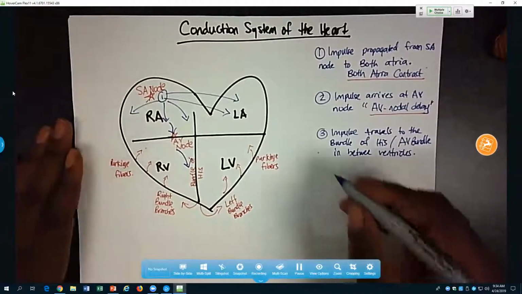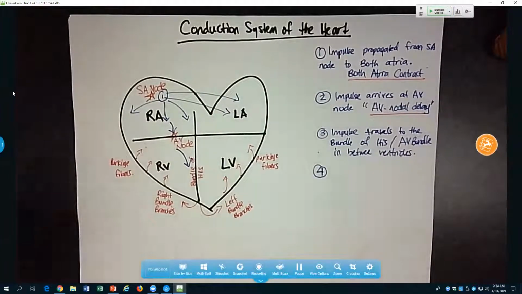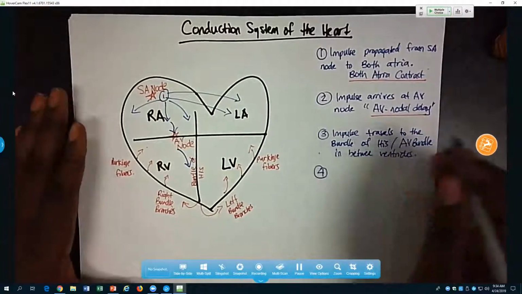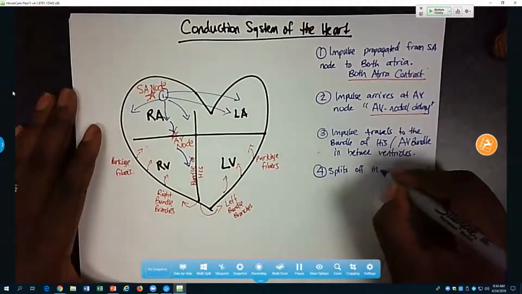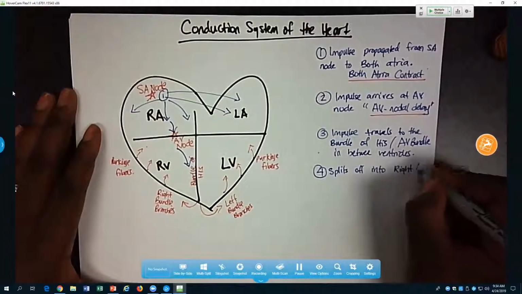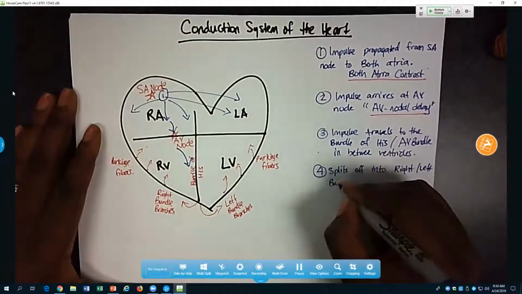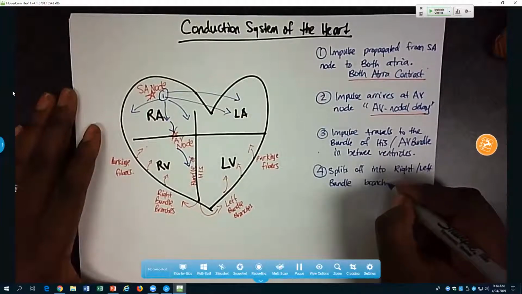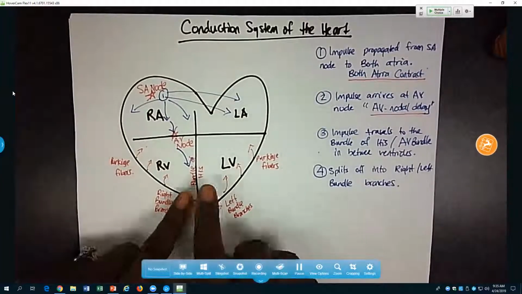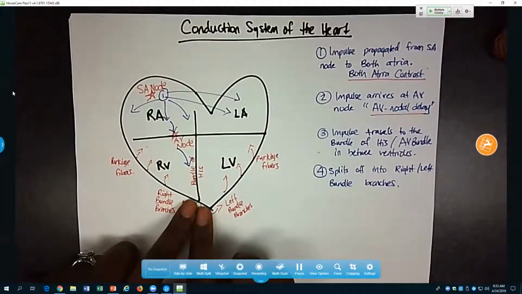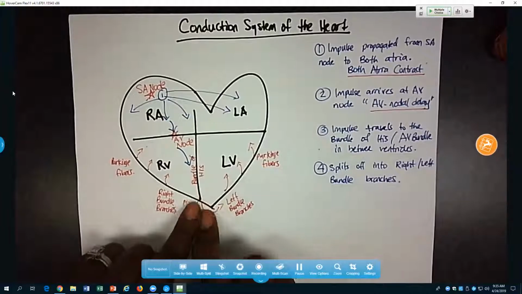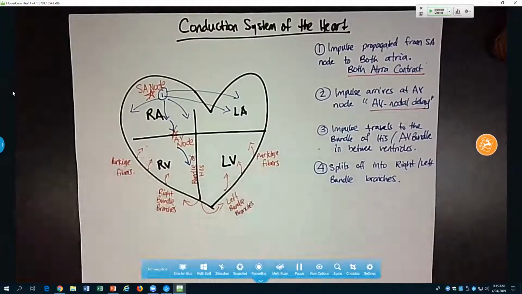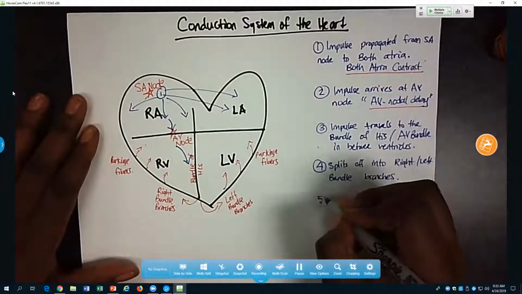All right. Step 4, the impulse is then going to split off to right and left bundle branches. And this is going to be important because it's going to allow the electrical activity to get to the bottom of the heart, to get to the apex, and then gradually move through the ventricles. So it's going to split off as it gets to the apex, and then it's going to go around to the Purkinje fibers, which is step 5.